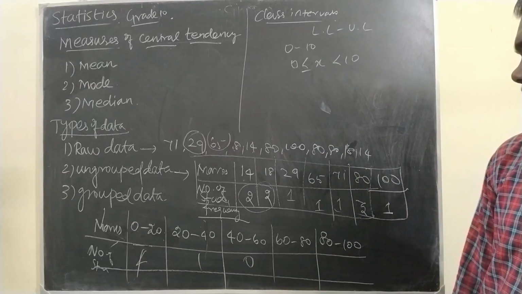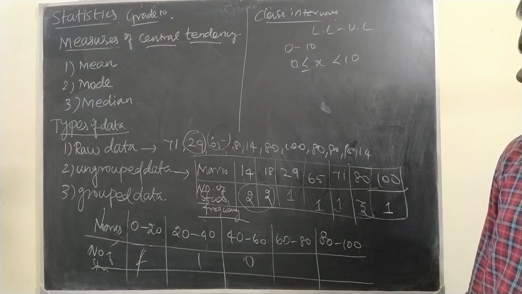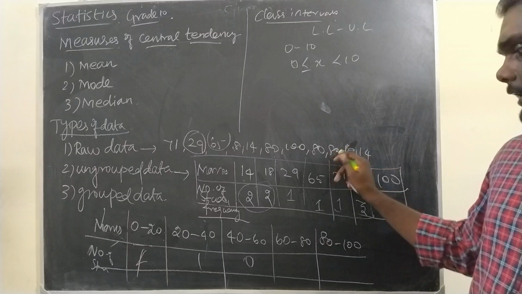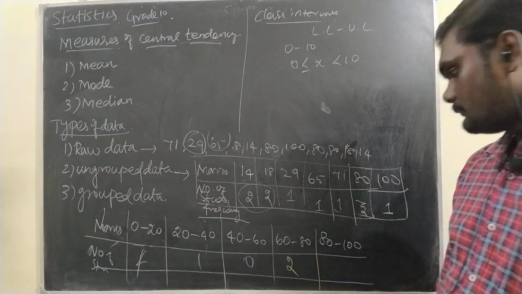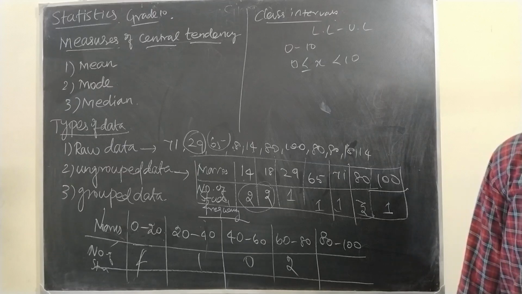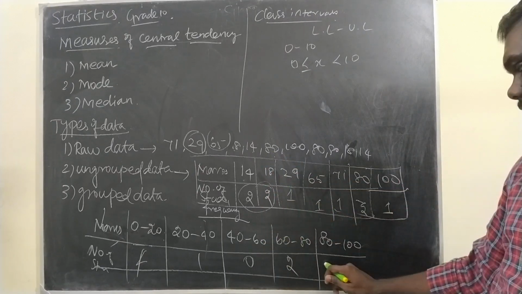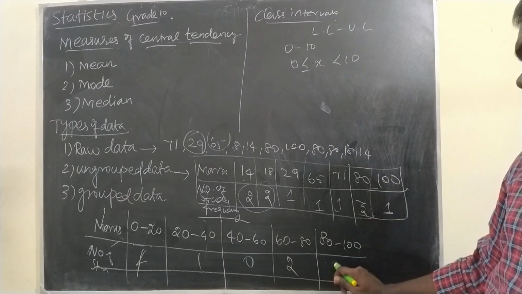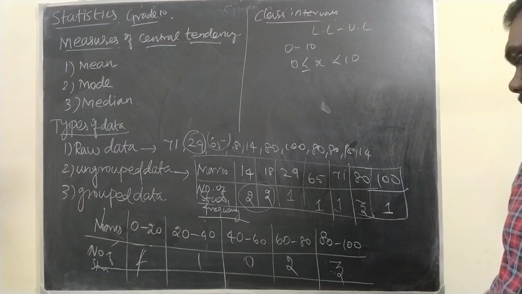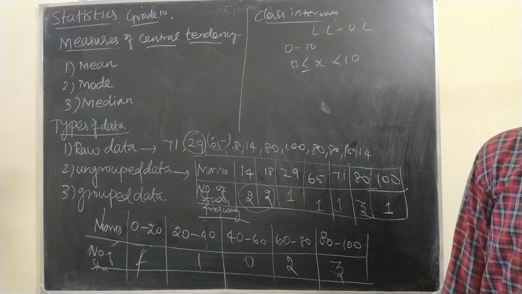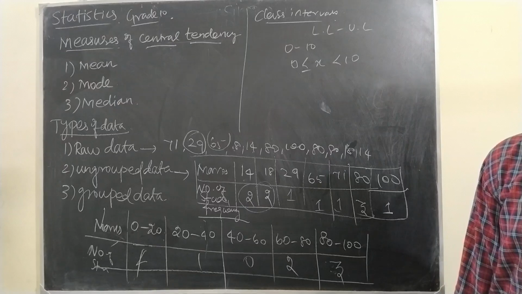60 to 80. Should we include 80 or not? We can't include it. Here 80 to 100. Three or four? Sorry, 3 only. 100 we should not include. Okay. That is it. Any doubts in this?